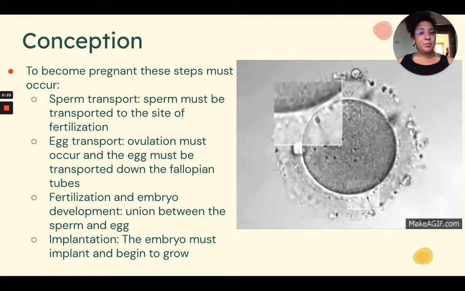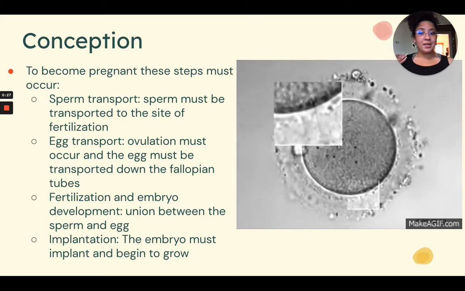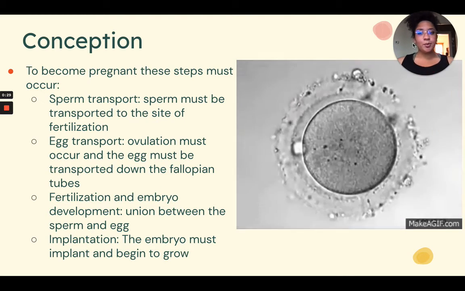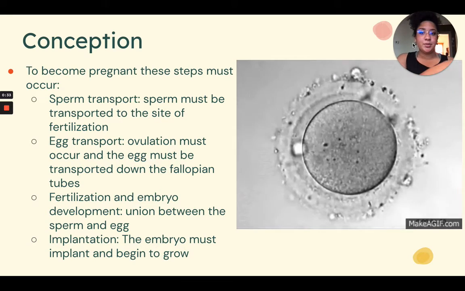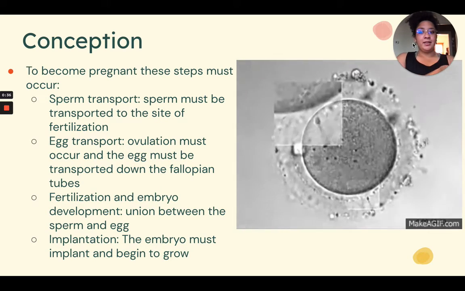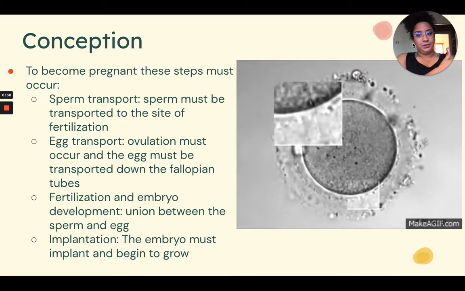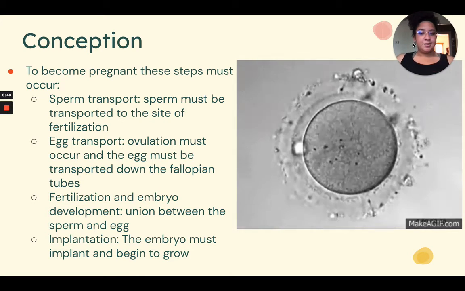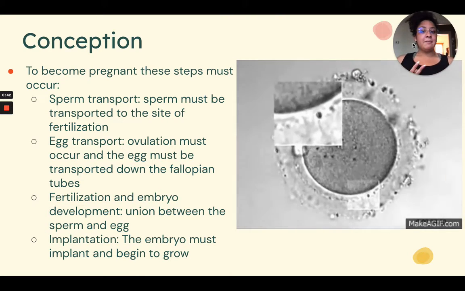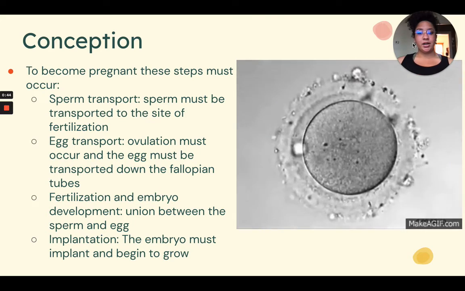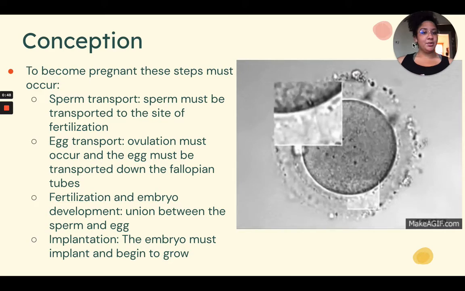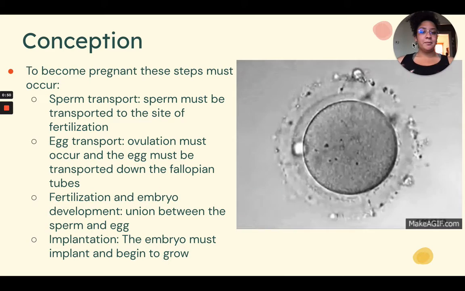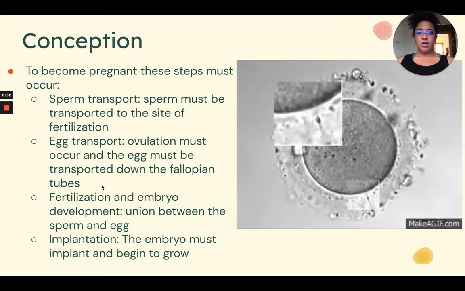Sperm must be transported, so it has to be in the site of fertilization, which is the fallopian tubes. The egg also has to be transported out of the fallopian tubes after ovulation, okay? And then, of course, the sperm and the egg have to meet. And finally, implantation needs to occur. So the embryo must implant itself into the uterine lining and start growing for fetal development to occur.